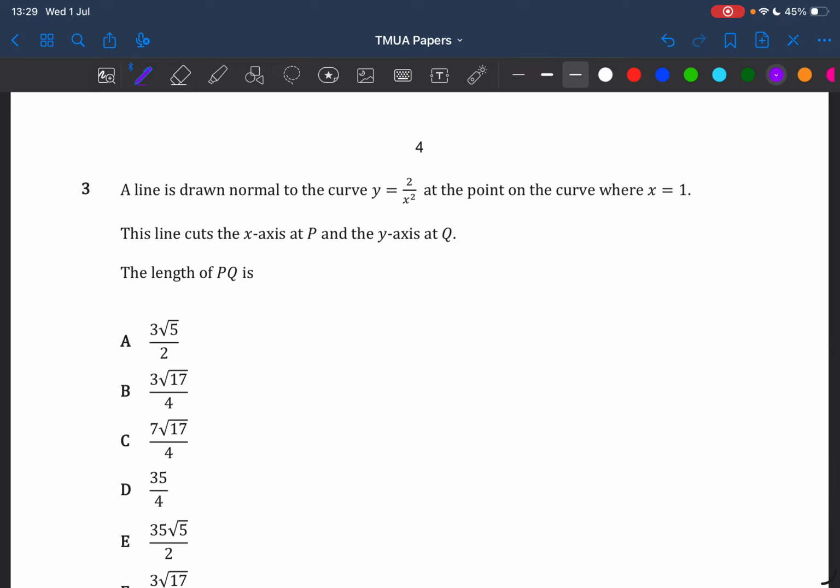Number 3 then. Line is drawn normal to this curve. So that's y equals 2x to the minus 2. If we differentiate, we're going to have minus 4x to the minus 3. x equals 1.